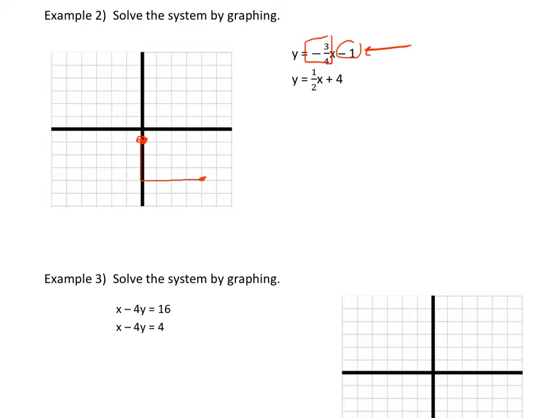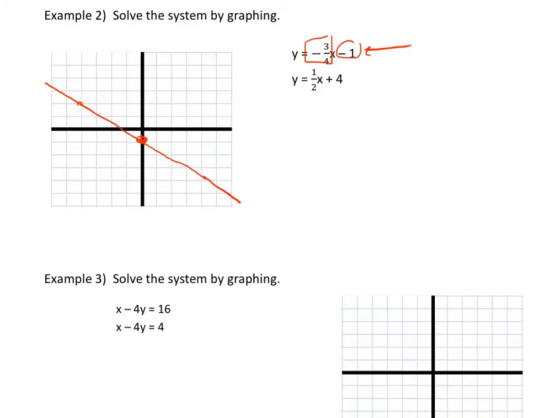Now since we're looking for a point of intersection between the two lines, I want to graph more than 2 points so my line is as accurate as possible. So if I went down 3 to the right 4, I can also go up 3 and to the left 4 and still be on the line. And this represents our first line. So I basically just graphed it with looking at my slope triangle there.